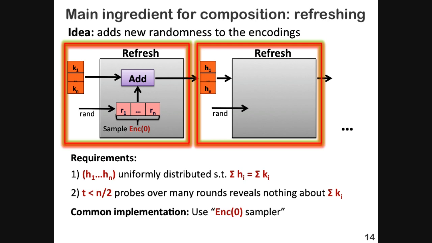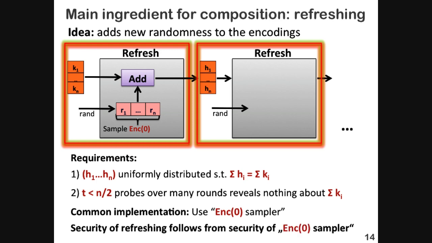And the main ingredient to build such a scheme is this encoding of zero sampler. Essentially, this is where the randomness is used. We generate an encoding of zero by sampling R1 to Rn, and then just adding this to the input encoding. And the security of this refreshing follows essentially from the security of this encoding of zero sampler.